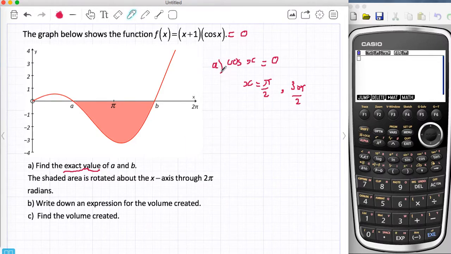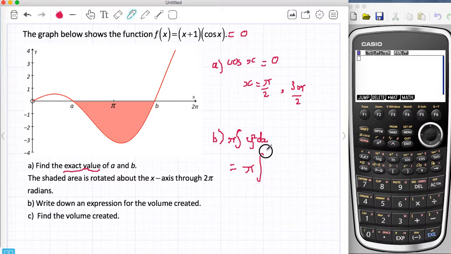Now we're going to go on to B, and B just says write an expression for the volume created. What they're looking for here is that we know how we're going to write down the volume, just in case we make a mistake with the last one. So first of all, we've got an integral sign, and because it's a volume, I'm taking the y squared dx with the limits, and the limits are the ones that I've got from the previous question.